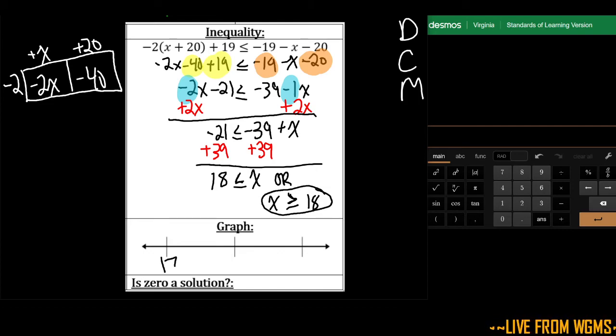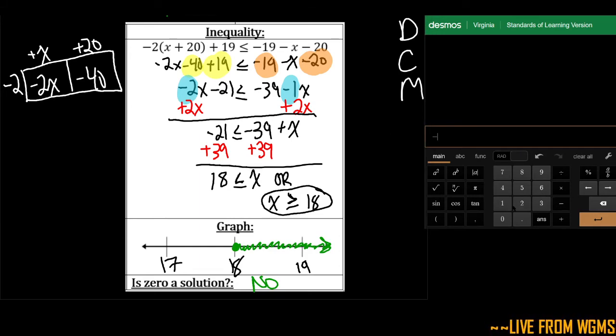So when you go to graph it, again, I fill in my values, and I can say I have a filled in circle on 18. Again, a filled in line is a filled in circle, and it's any value that is greater than 18, and so we would shade to the right. Does that mean 0 is a solution? Definitely not. And let's actually prove to see how that works.